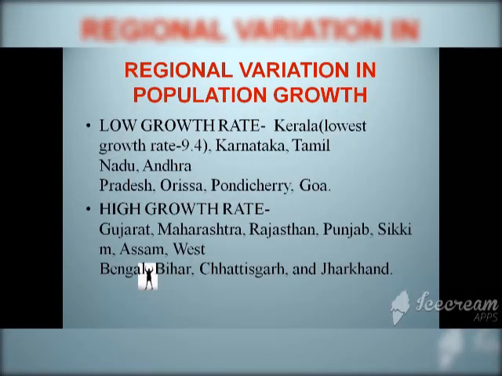Now next, when we see population growth, it is not equal in the whole of India. As you can see on this screen, Kerala has the lowest growth rate, that is 9.4, then Karnataka, Tamil Nadu, Andhra Pradesh, Orissa, Pondicherry, Goa. And high growth rate can be found in Gujarat, Maharashtra, Rajasthan, Punjab, Sikkim, Assam, West Bengal, Bihar, Chhattisgarh, and Jharkhand. So this is the regional variation of population growth in India.